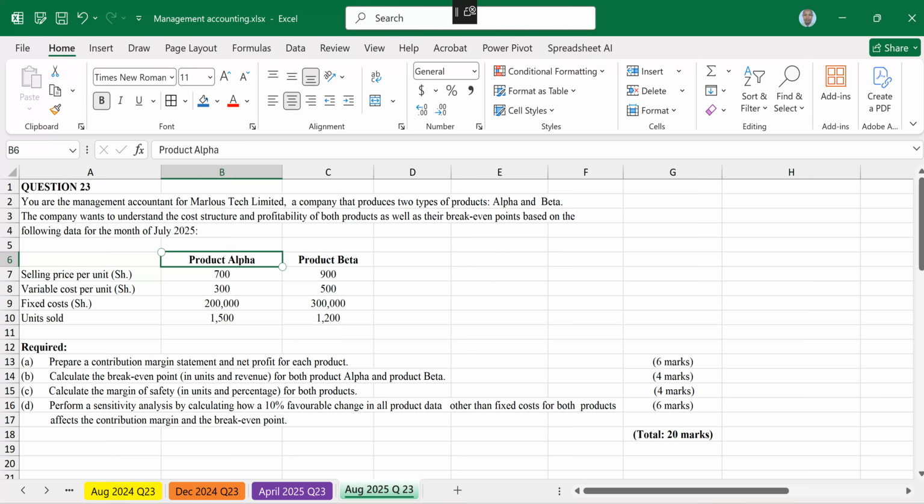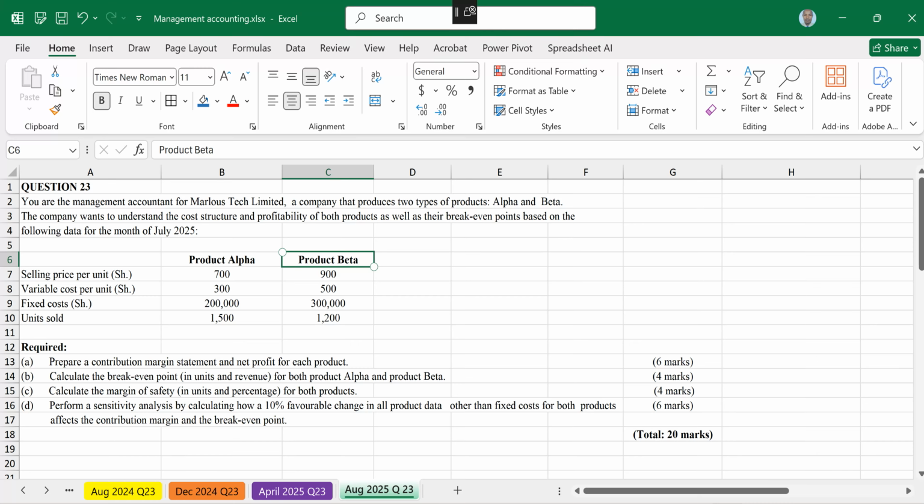Product alpha and product beta. We have the selling price per unit in shillings. We have the variable cost per unit also in shillings for product alpha and beta. Fixed cost has been given also in shillings. The units sold are 1,500 and 1,200.